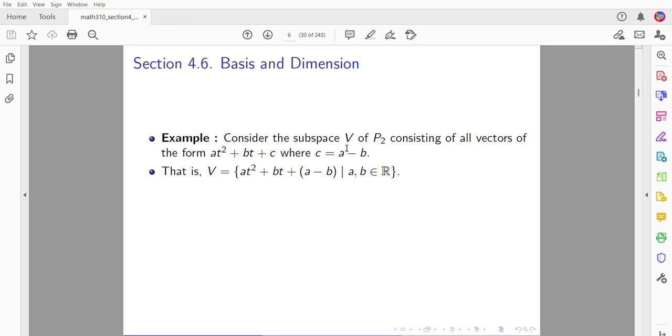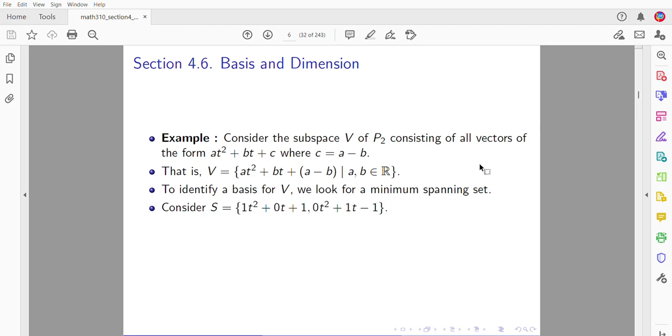So what does this say? a and b can be any real number. To identify a basis for V, so we are developing intuition, because you will soon need to identify bases, we look for a minimum spanning set. What is it at the minimum that we need? Look at that. This is my suggestion. So what have we done? You are allowed a and b to be any real number, right?